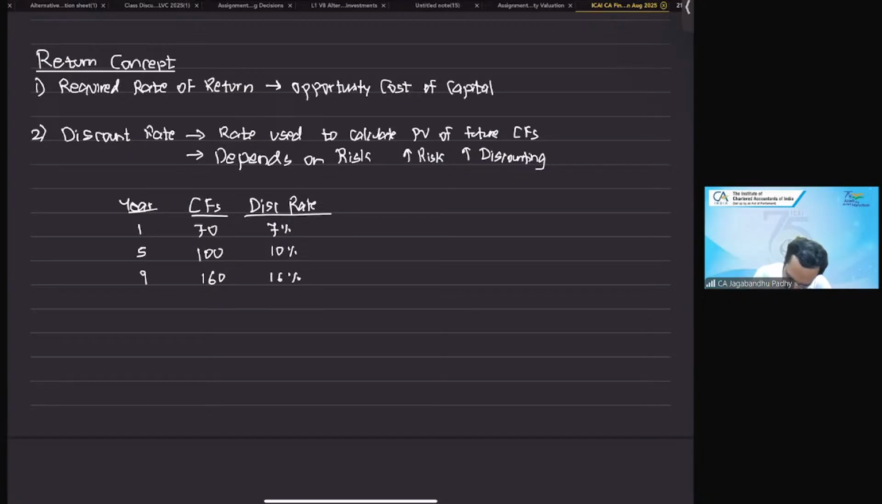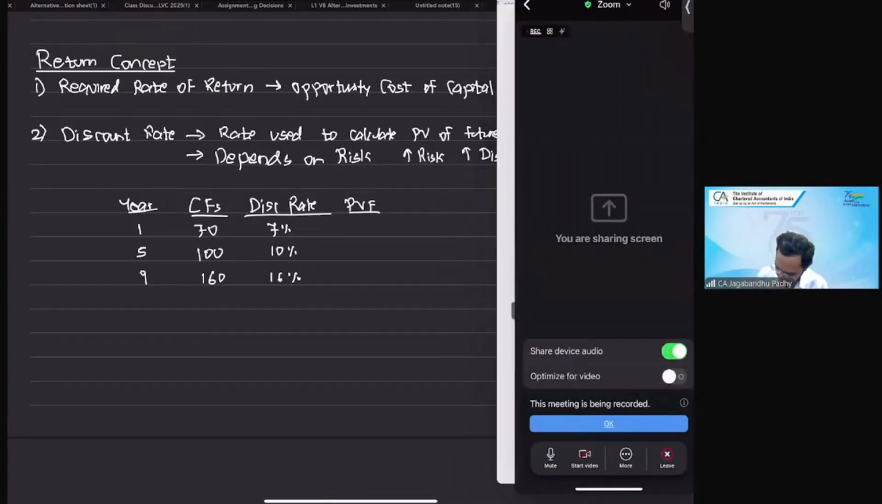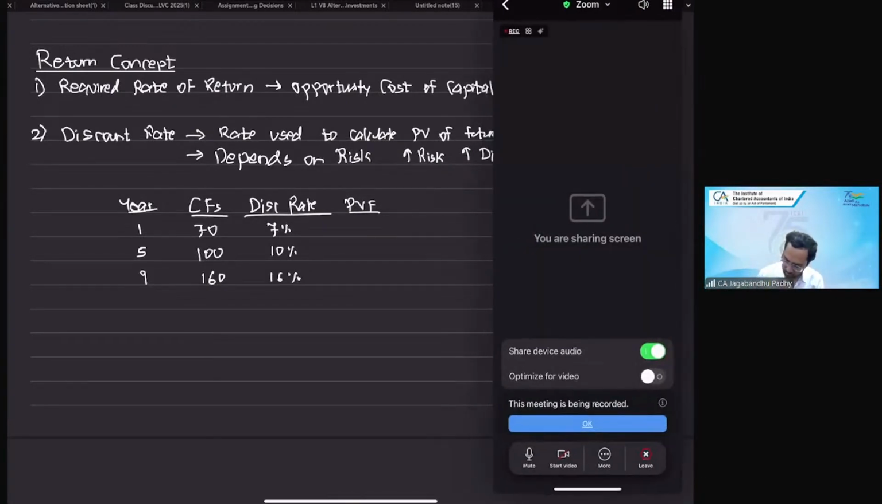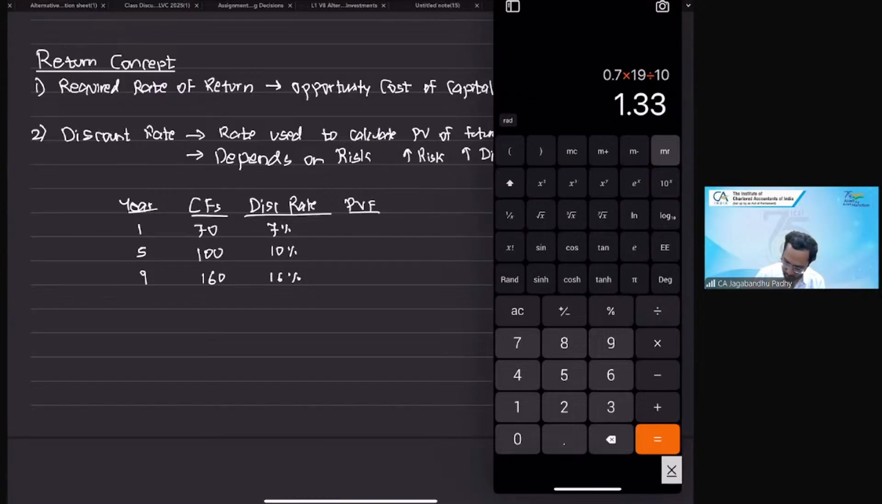Right? So can you help me with the present value factors at this rate? Can you tell me what will be the present value factor of the first year cash flow? 0.935.